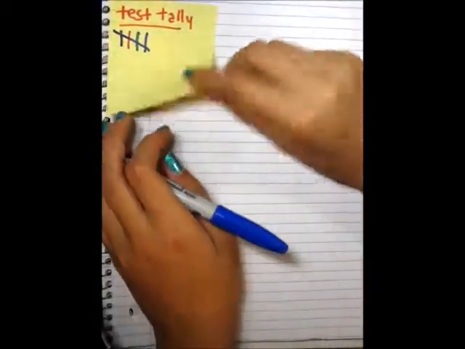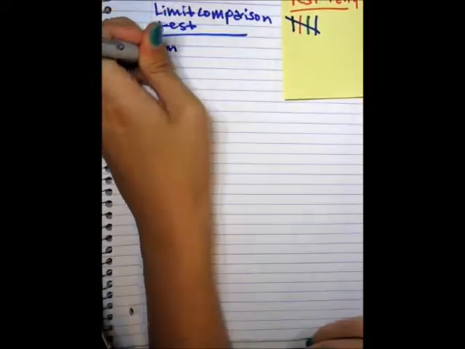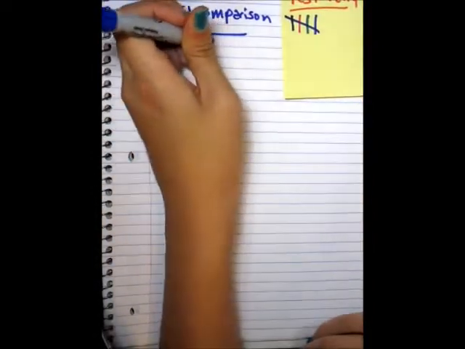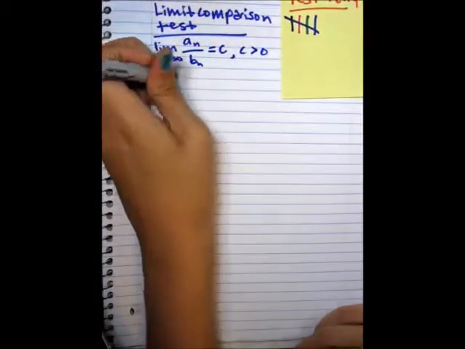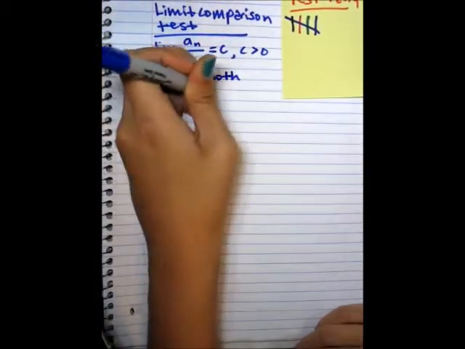is also divergent. In addition, the limit comparison test says that if the limit as n goes to infinity of a_n over b_n equals c, where c is a finite number and c is greater than 0, then either both series converge or both diverge.